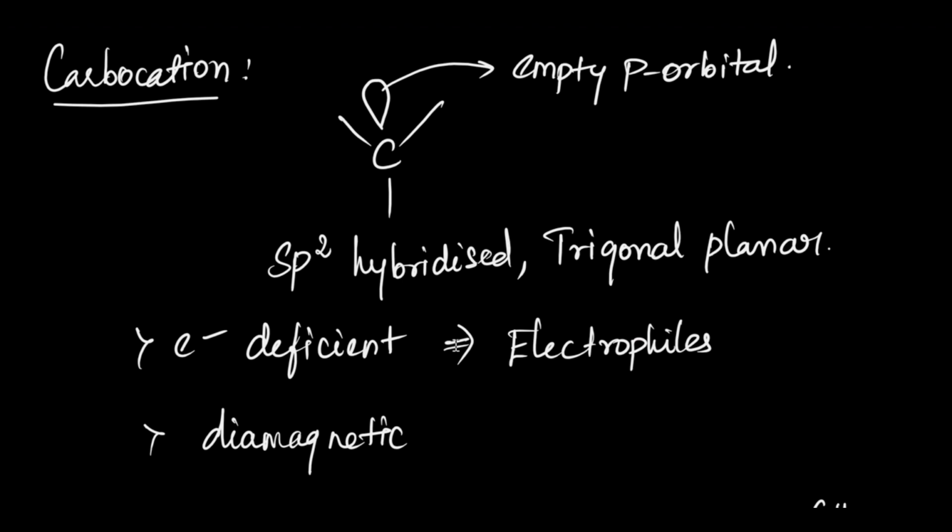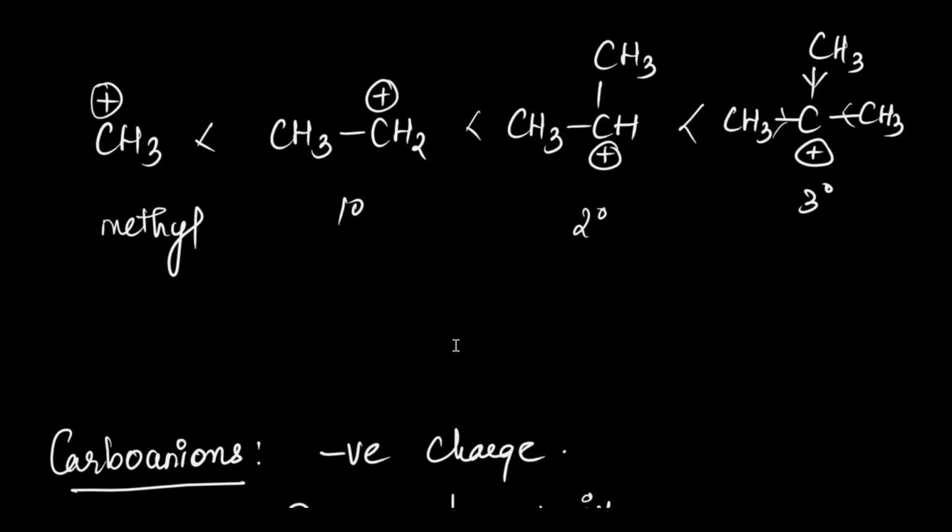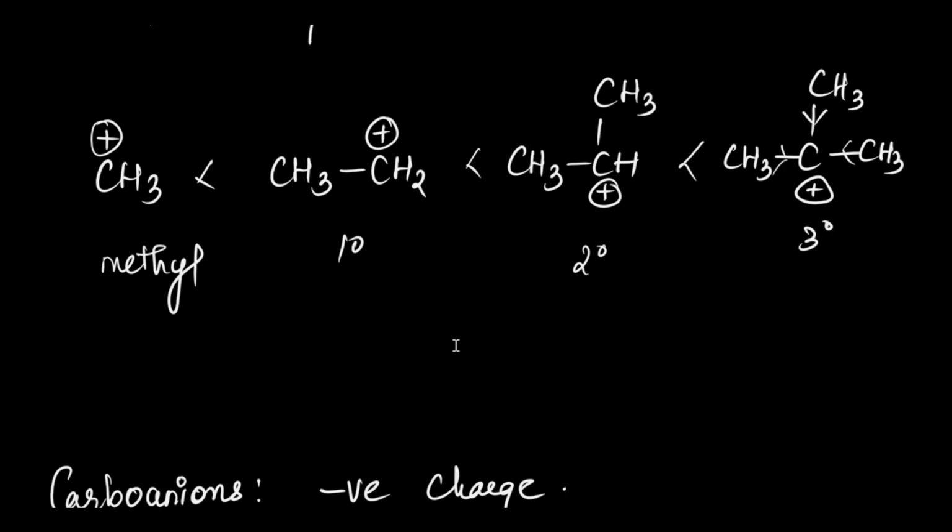So this is diamagnetic in nature, right? And there is an empty orbital. It is sp2 hybridized and trigonal planar, that is carbocation. Again, the alkyl groups are electron donating, due to the plus I effect. We'll see what the plus I effect is in a while. So those are giving electrons to the C+, which makes tertiary the most stable one, then comes secondary, then primary and methyl.